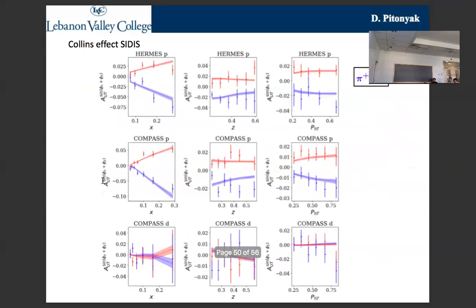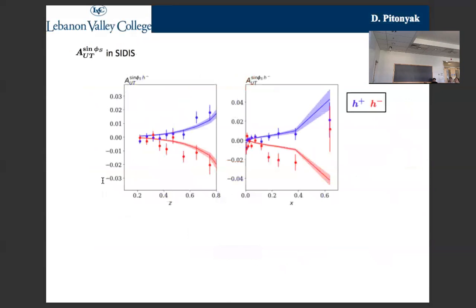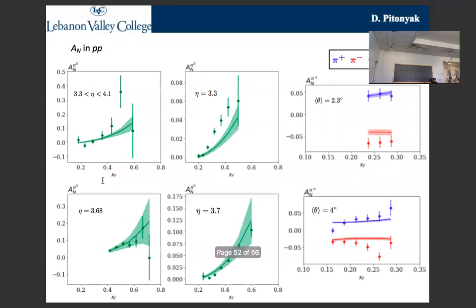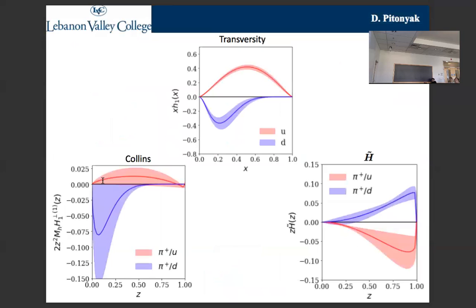Okay, here we have the Collins effect in SIDIS for HERMES proton data, COMPASS proton data, and COMPASS deuteron data. Here's the A_UT sine phi_S asymmetry for unidentified charged hadrons. Here's the A_N for pi zeros on the left, and then the charged pions on the right. And then the functions that we get out from this.